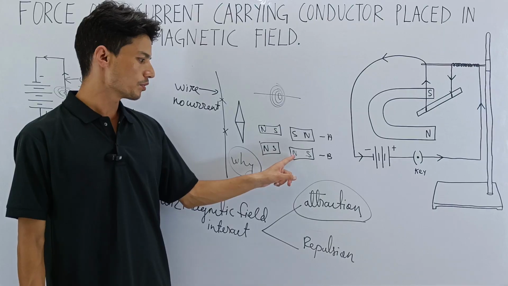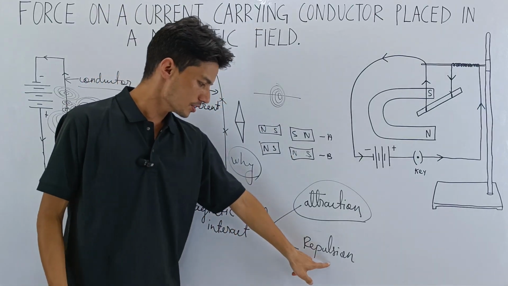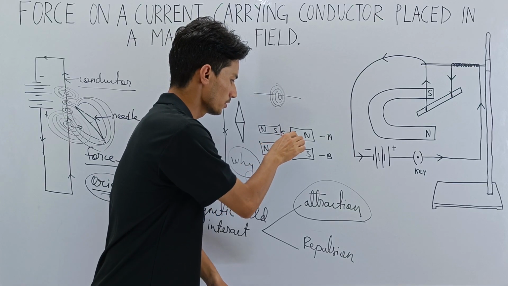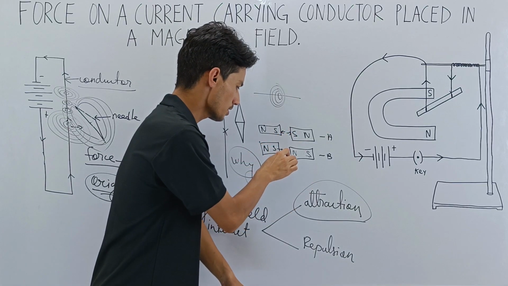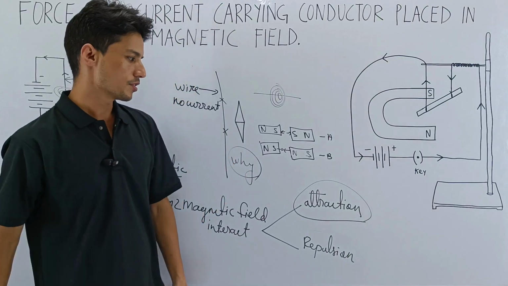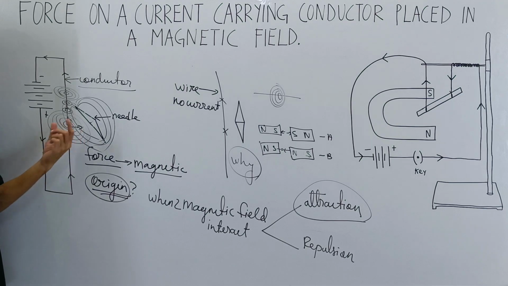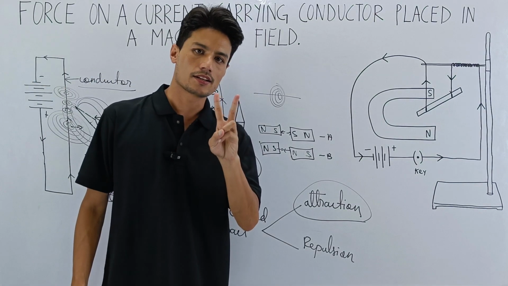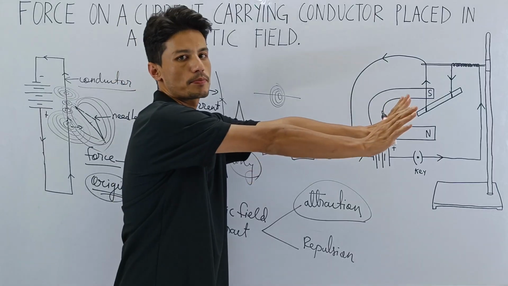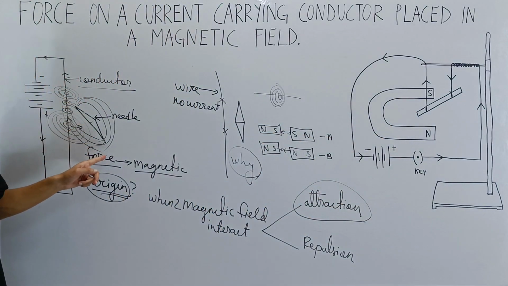Why? Because we know that opposite poles attract, and repulsion will be at A, because there it is south and south pole, like poles. At B, south and north pole will attract each other. So remember, when two magnetic field lines interact, there can be only two possible outcomes: a force of attraction or a force of repulsion. I hope that's clear.